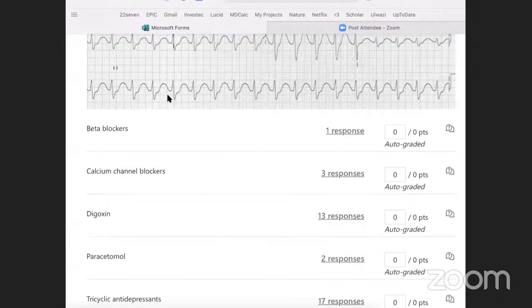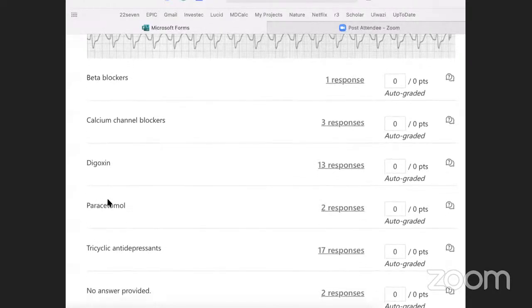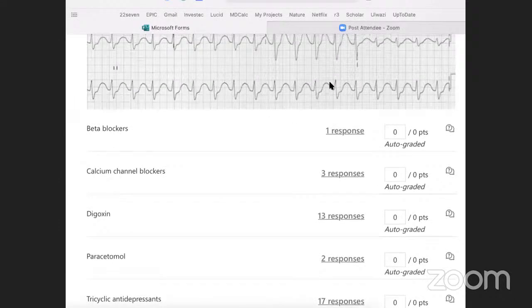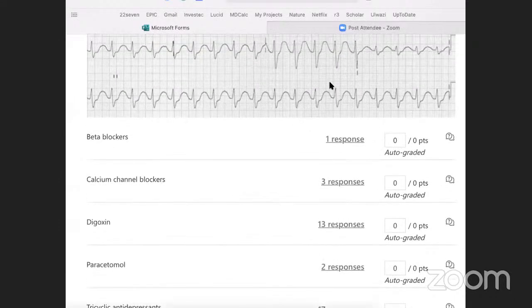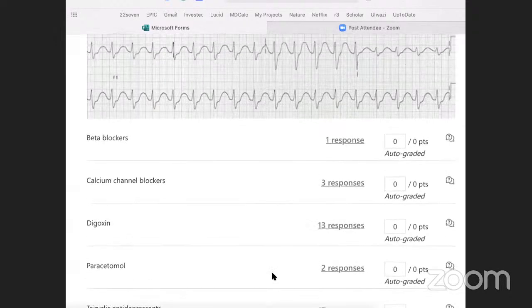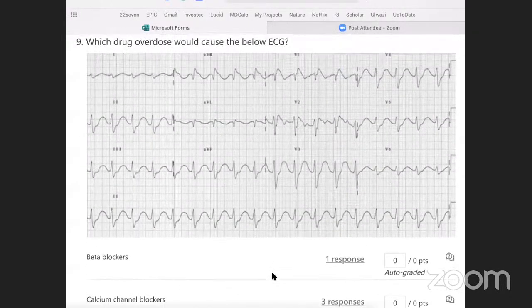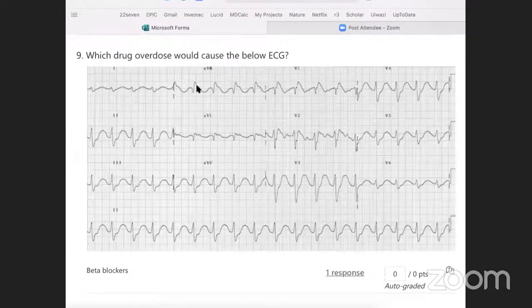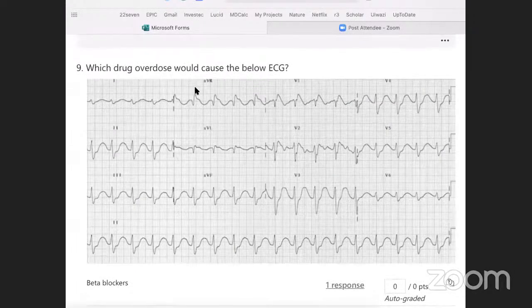Digoxin as well. You would get a bradycardia with all of these. Classically, paracetamol, we don't get too many primary toxin-related dysrhythmias, and then no answer provided is just the confusion. So this is very difficult to note. We know that also for tricyclic antidepressant poisoning, you do get this large R wave in AVR.